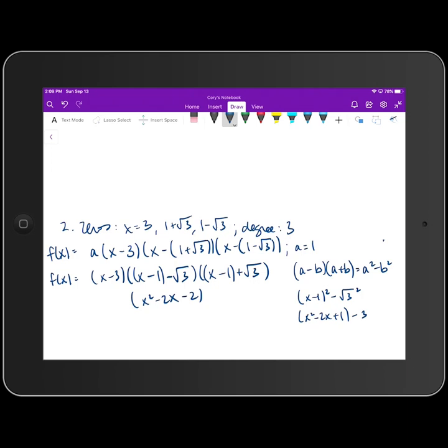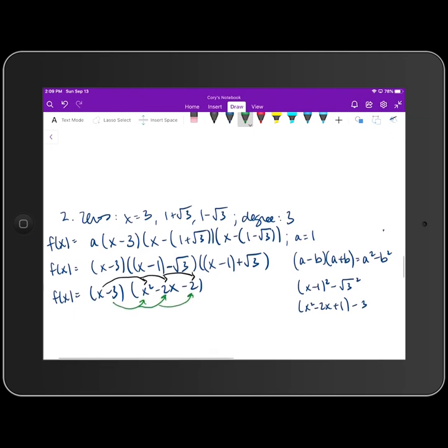Again, if you're recognizing the pattern, a minus b times a plus b is going to multiply out to a squared minus b squared. So all I have to do now is multiply that times x minus 3. Again, I'm going to do that via colors. I'm going to distribute x across all three terms in black and negative 3 across all three terms in green.